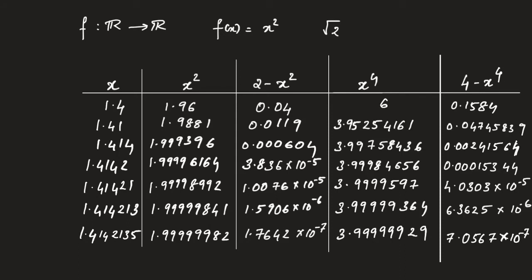So for the same value of x, if we compare the errors in these two different functions, we will notice that the error for x squared is much less than the error for the function x to the power 4.